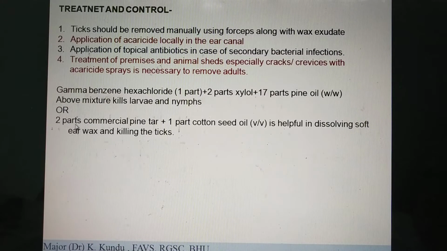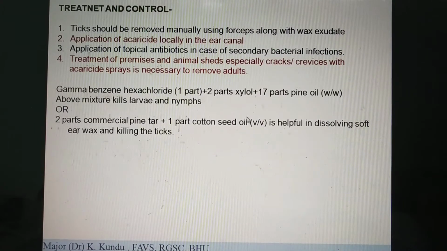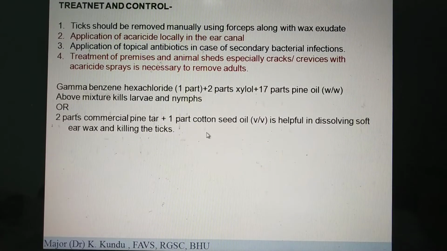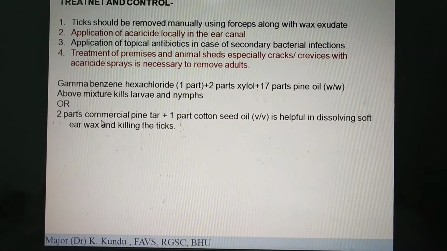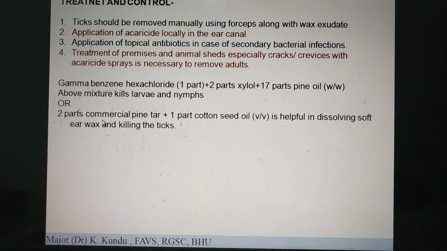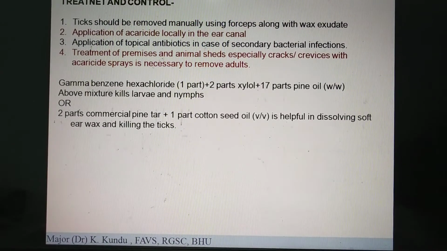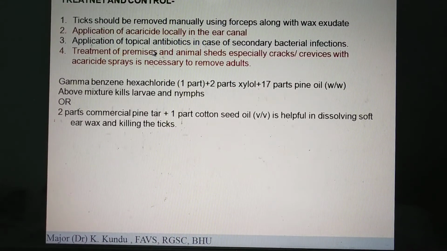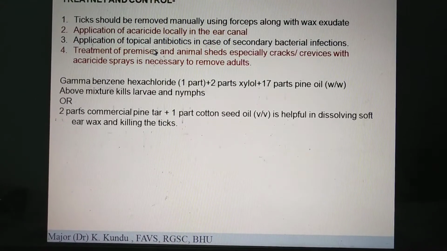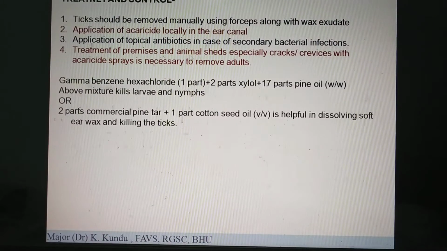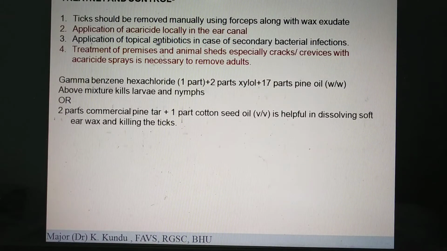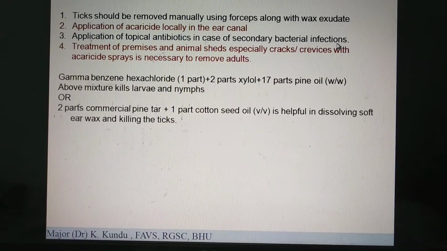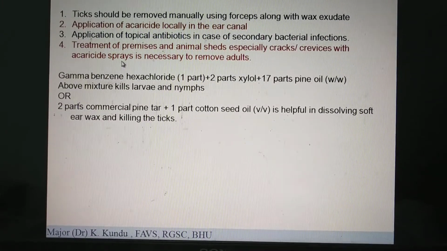Or the other thing is that you can use commercial pine tar along with cottonseed oil. The cottonseed oil has mainly a role in dissolving the earwax, whereas the commercial pine tar kills the insects, the ticks. The second is, if there is otitis, bacterial infection, you can apply topical antibiotics or antifungal agents for the secondary bacterial or fungal infection. Then is treatment of the premises.